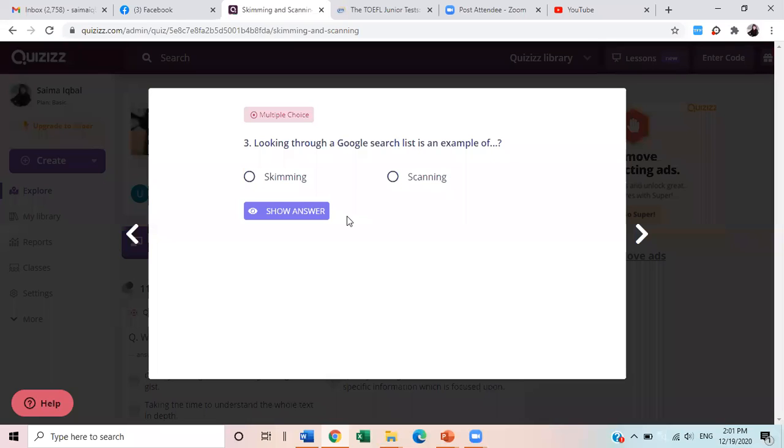This is scanning. Adnan is saying skimming, and Sidra is saying scanning. Let's see. Looking through a Google search list is an example of scanning, because when you write something in the search bar, you are basically scanning, looking for specific information, not the general idea. Scanning, yes. Thank you so much.